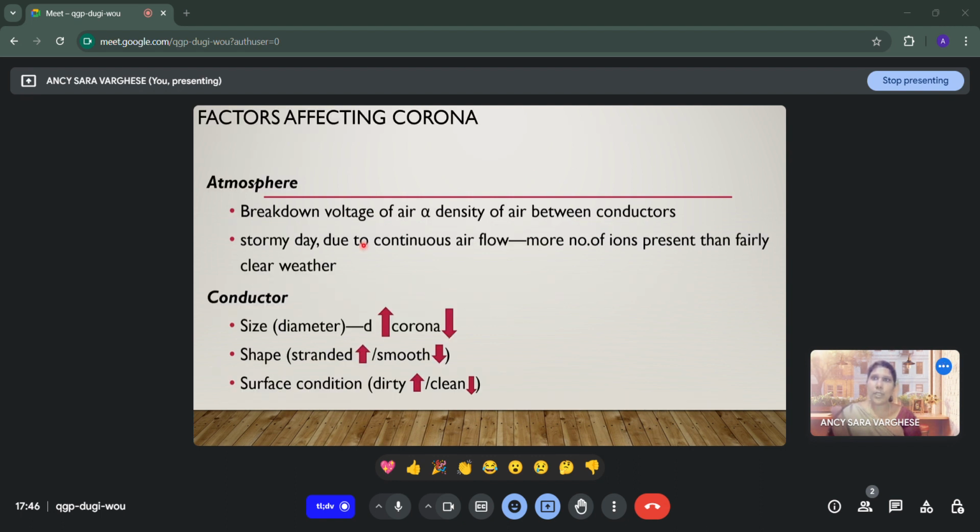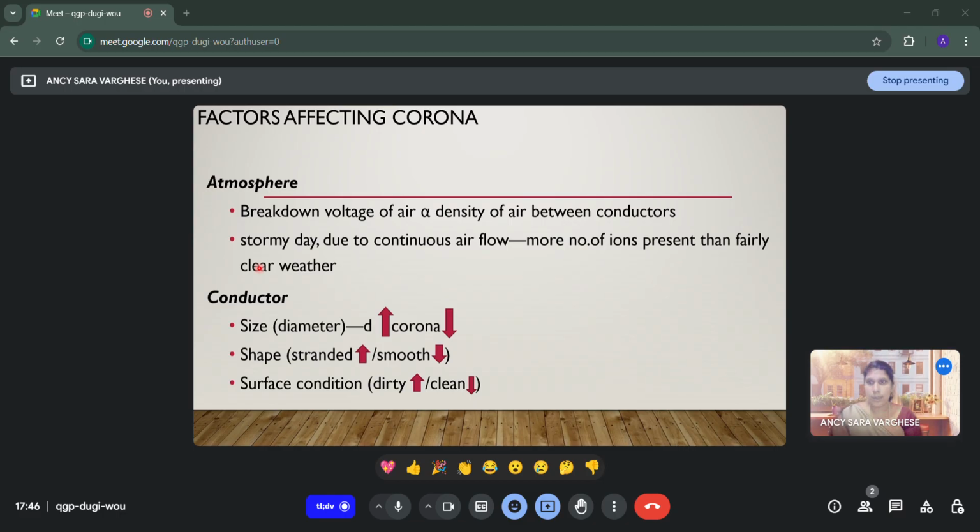Now the factors affecting corona. The first one is atmospheric conditions. We know the dielectric strength of air is directly proportional to the density of air between the conductors. So in clear weather, the corona effect will be less because the number of ions present is less. And on a stormy day, its effect will be more due to more ions present.